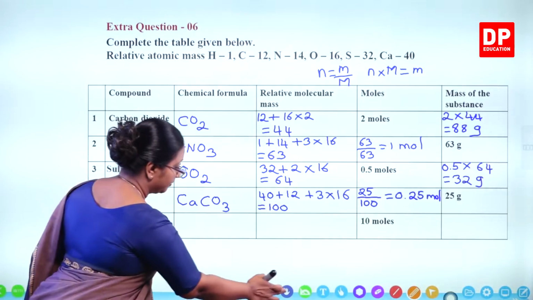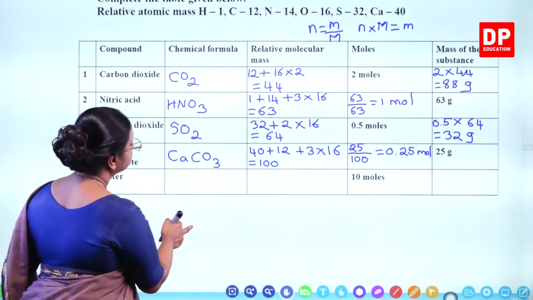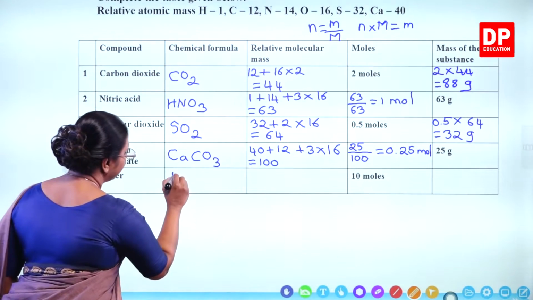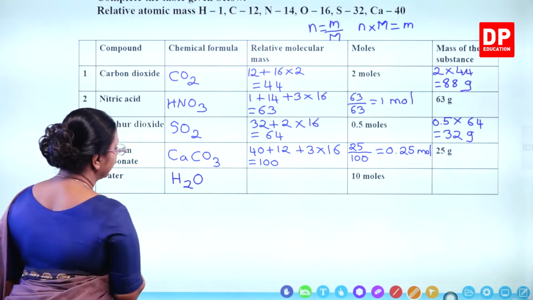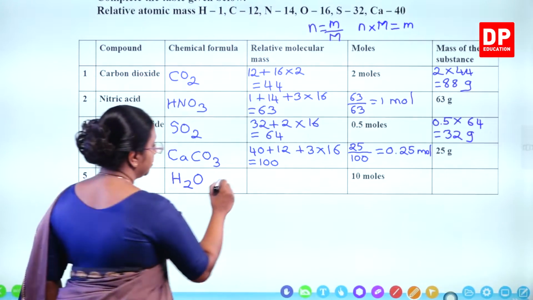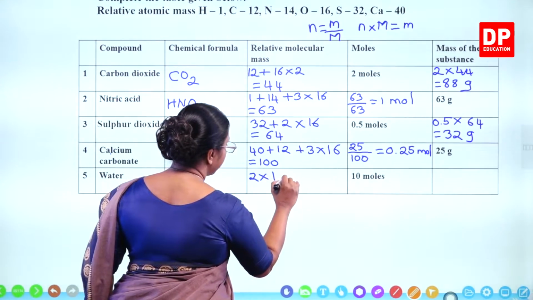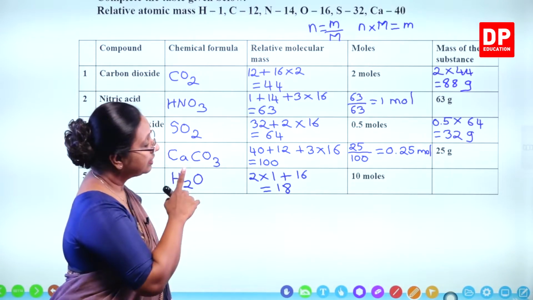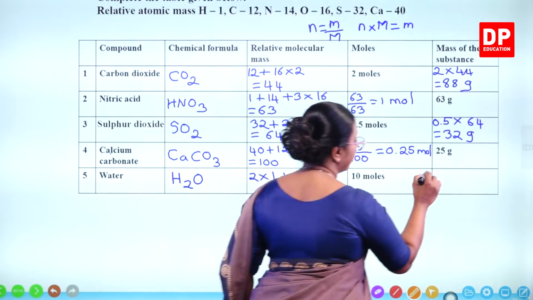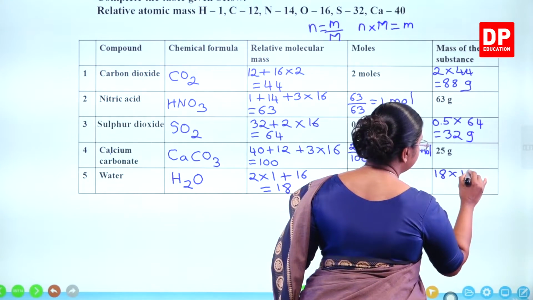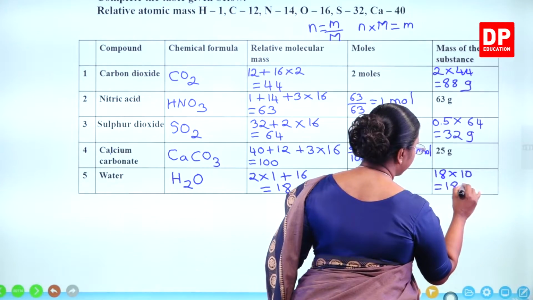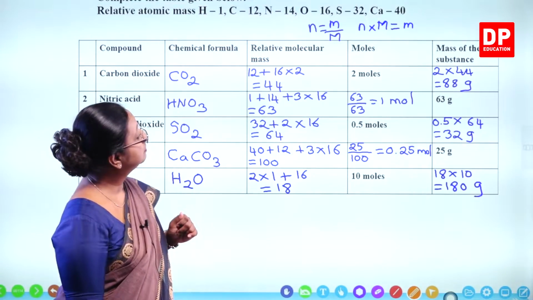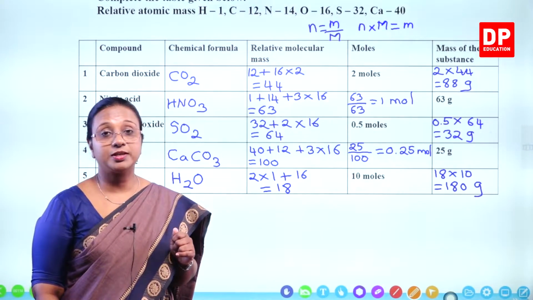The last one. What is the last one? Water, a very simple compound that you know very well, H2O. So 2 hydrogens into 1 plus 1, 16. So that is 18. 10 moles of water. So you have to multiply 18 by 10. That is equal to 180 grams. That is the mass of 10 moles of water.